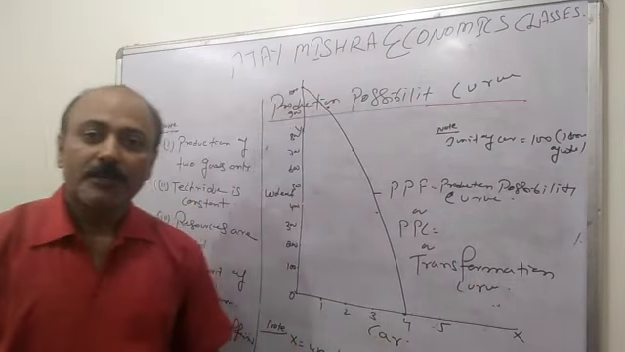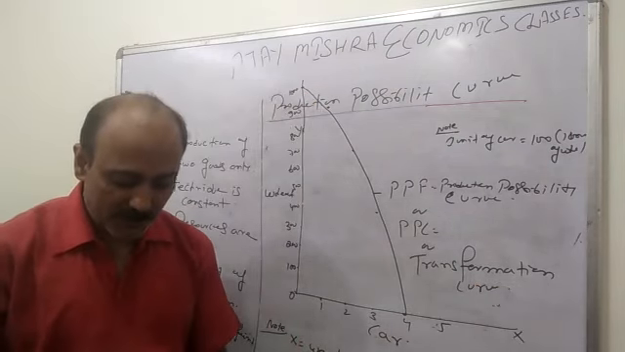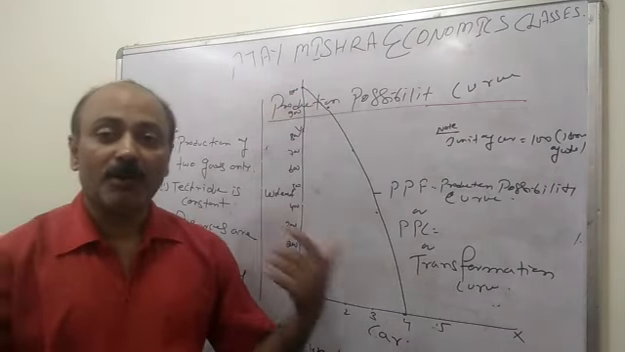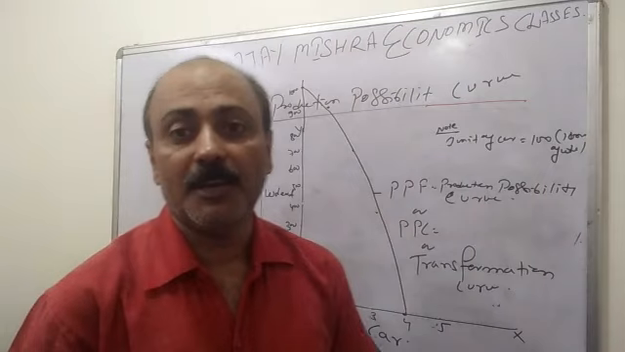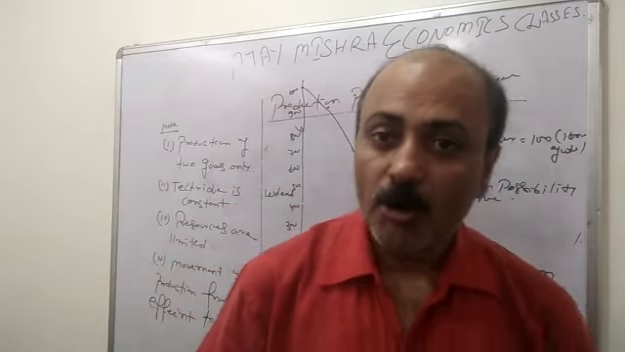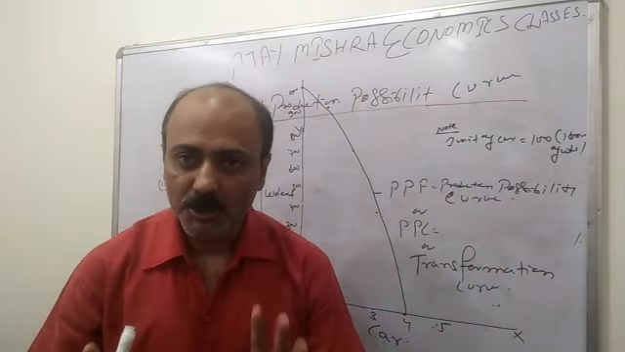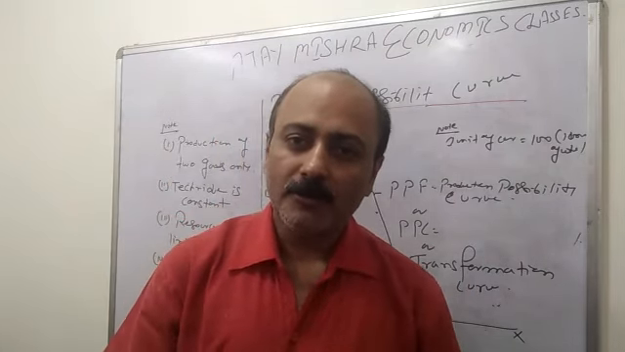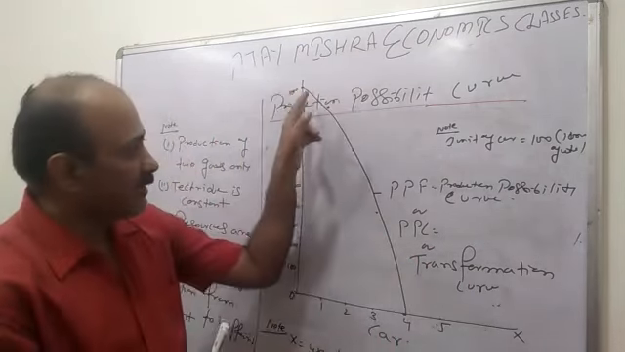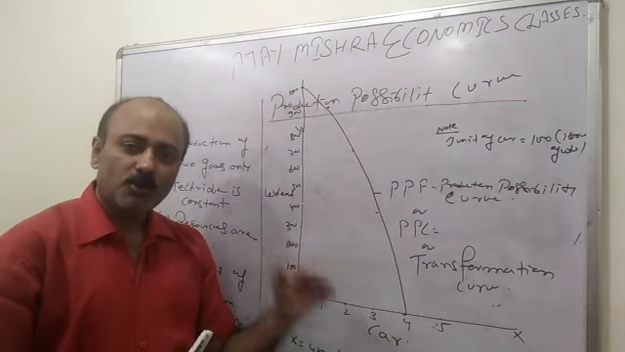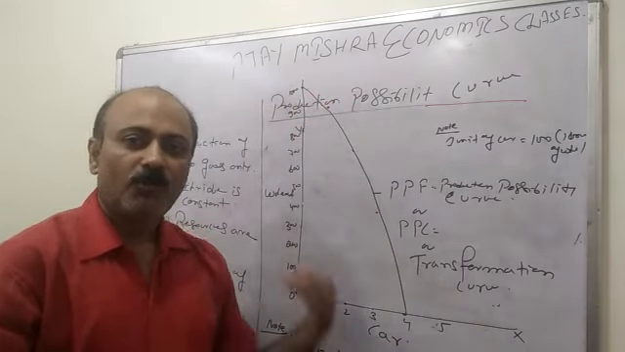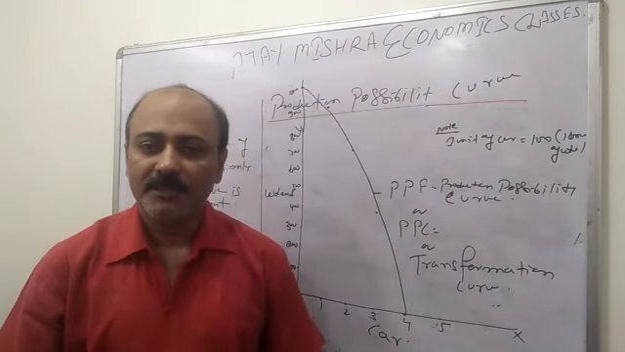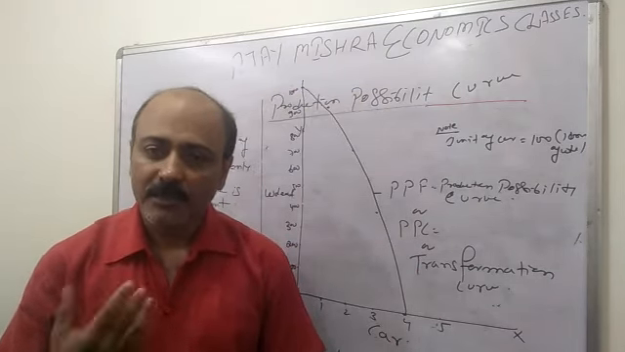It means in an objective type question, anything can be asked. That is, what is the meaning of PPF, or what is the meaning of PPC, or what is the meaning of transformation curve? All three are the same. Need to remember, all three are the same. Now, here we are talking about the shape of the curve. So what is the shape of the curve? Why is the shape of the curve like this? We will discuss it in the next lecture.